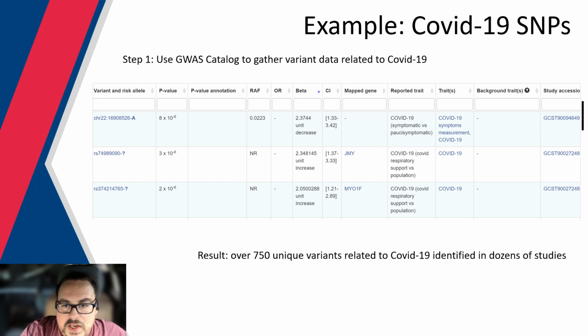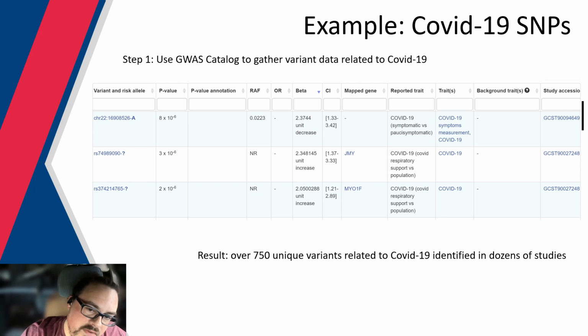These are all related to COVID-19, different aspects of COVID-19, systematic versus non-systematic, requiring respiratory support. It's basically whether you're going to have a severe reaction to a COVID-19 infection or not. That's the trait that is being measured in different ways. So as I said before, we have the beta value and our confidence interval from which we can calculate the standard error.